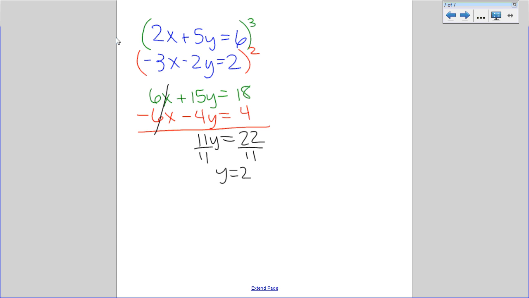Plug that 2 in. I've got 2x plus 5 times 2 is equal to 6. What do you have to multiply 2 by to make it 6? 3. We're going to subtract 10.